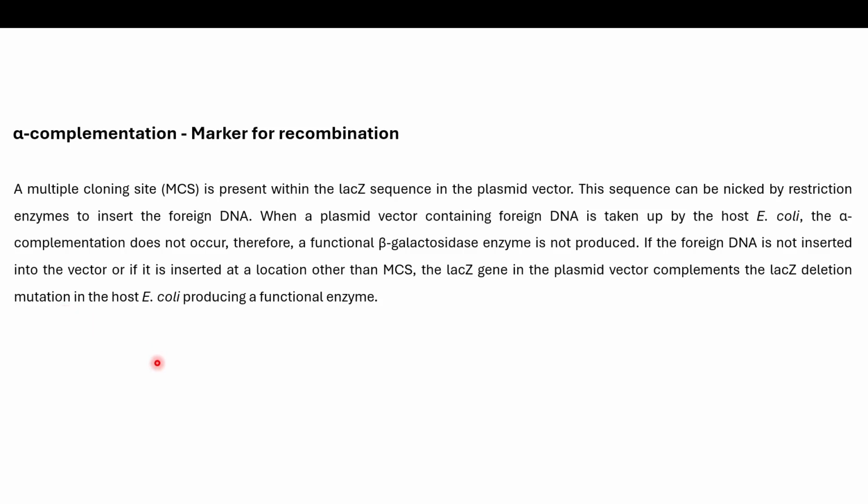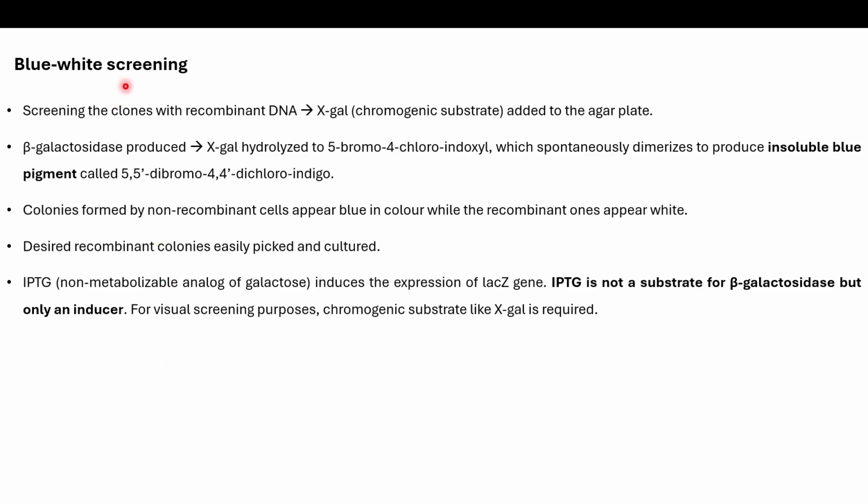Okay. Now, if functional beta galactosidase is produced, it acts upon a substrate called X-gal, which is a chromogenic substrate that generates a blue colored product, if beta galactosidase is functional. If it is not functional, then that blue colored product is not produced. And this is what is used during screening of recombinants. So this is called blue-white screening because you are screening the clones with recombinant DNA using X-gal, a chromogenic substrate, which is added to the nutrient medium or to the agar plate. Beta galactosidase hydrolyzes X-gal to a substance which dimerizes to form an insoluble blue pigment.